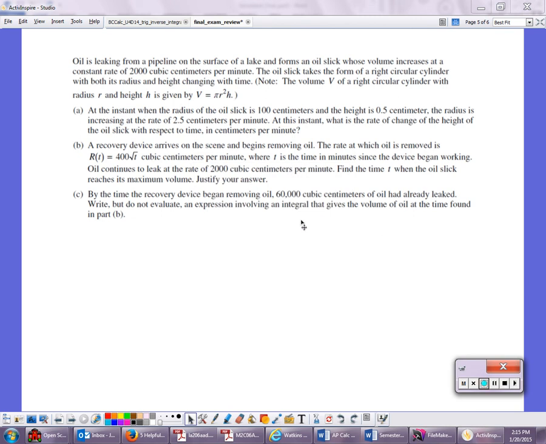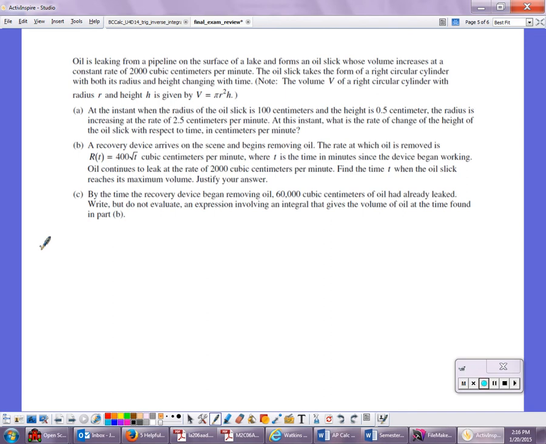All right, I'm going to go over the first FRQ, which is the calculator FRQ. So start with the first part here. What does it tell us? It says oil is leaking from a pipeline on the surface of a lake and forms an oil slick whose volume increases at a constant rate of 2,000 cubic centimeters per minute. The oil slick takes the form of a right circular cylinder with both its radius and height changing with time.